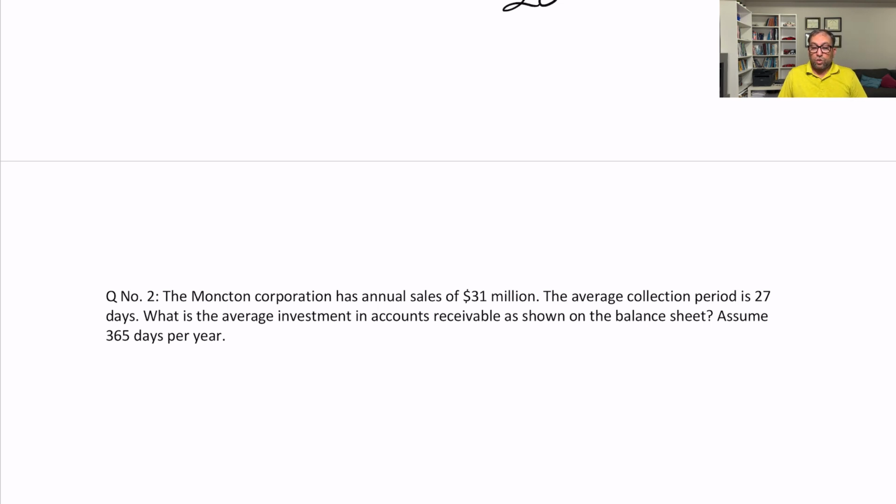Now, the second question is saying Moncton Corporation has annual sales of 31 million. The average collection period is 27 days. What is the average investment in accounts receivable as shown on the balance sheet, assuming that there are 365 days per year? So first of all, we have to find out the receivable turnover.